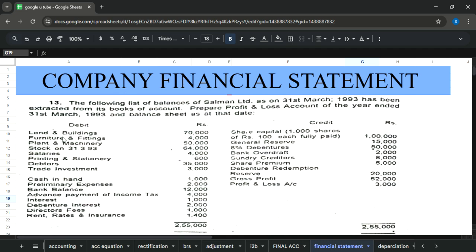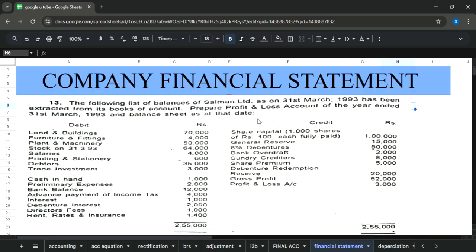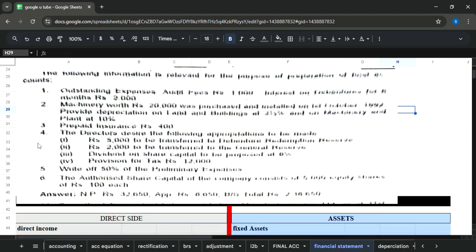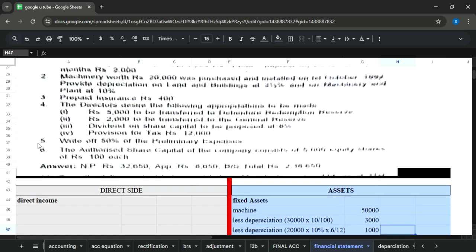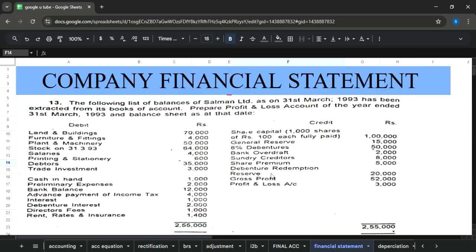Next is furniture 4,000, and we have not written furniture, so let's mention furniture, amount of which is 4,000. So write down in fixed asset side. After furniture, we have plant and machinery 50,000, and that has already been mentioned. Plant and machinery, so it's better to write full name, plant and machinery. After plant, we have stock.